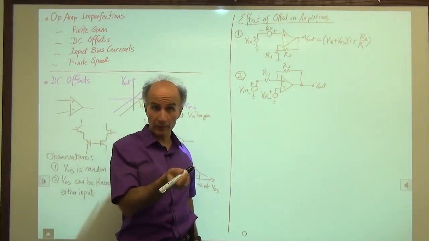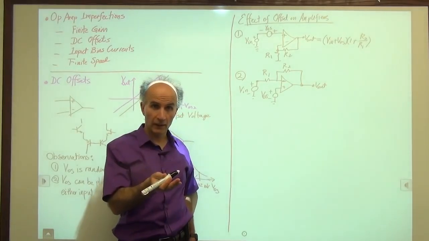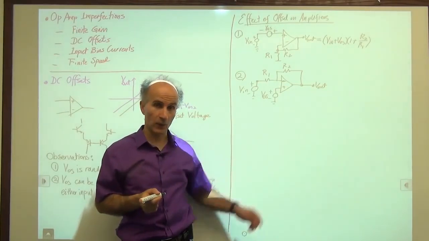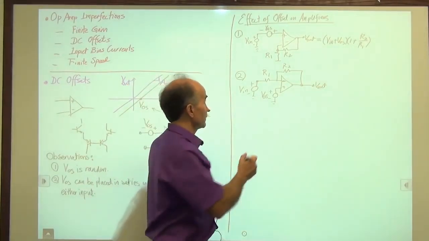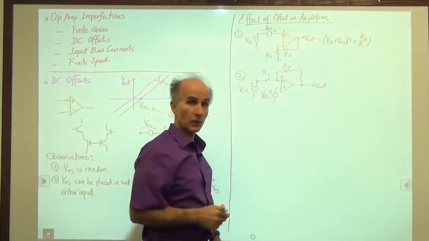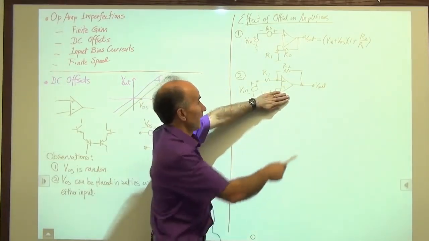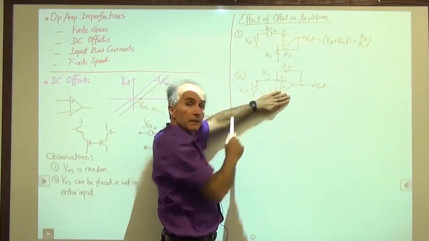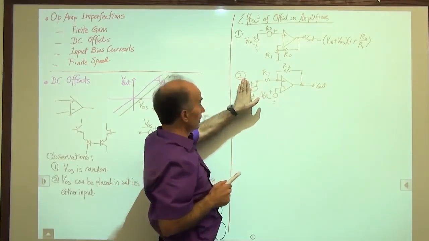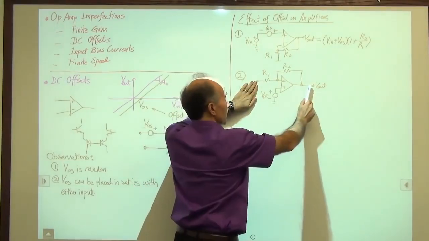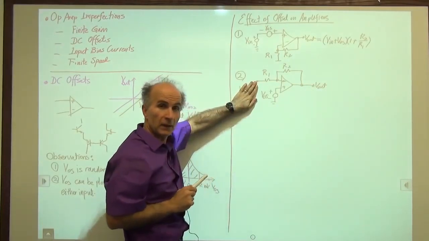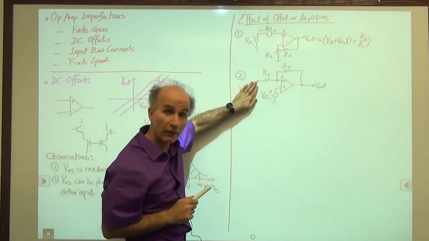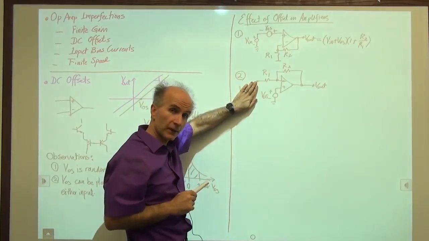Okay, so again, we're looking at the output, trying to see what it contains. It contains an amplified copy of the input, and then it may contain something related to the offset as well. How do I do that? Maybe superposition. So we set this to 0, and we say V out is equal to approximately minus R2 over R1 times V in. And then we set this to 0, and then we say V out is equal to what? Does this circuit look familiar? Yes, this is a non-inverting amplifier as far as VOS is concerned.